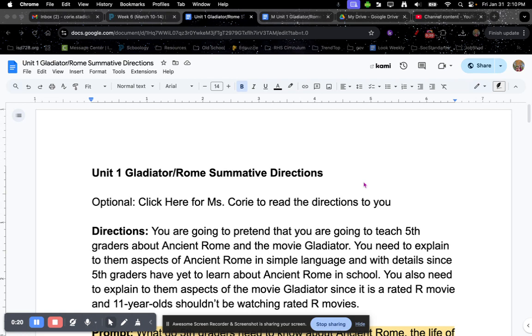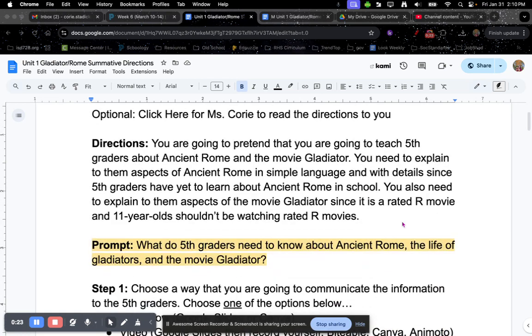Okay, so directions. You are going to pretend that you are going to teach 5th graders about ancient Rome and the movie Gladiator. You need to explain to them aspects of ancient Rome in simple language and with details since 5th graders have yet to learn about ancient Rome in school. You also need to explain to them aspects of the movie Gladiator since it's a rated R movie and 11-year-olds shouldn't be watching rated R movies. Prompt: What do 5th graders need to know about ancient Rome, the life of gladiators, and the movie Gladiator?